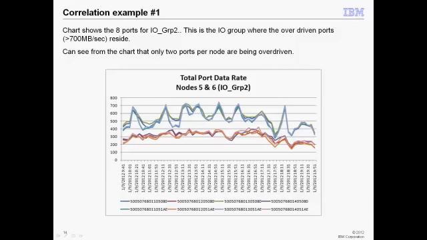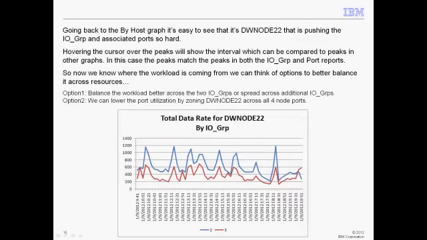Now I'll take you through a correlation example. This chart shows the 8 ports for I/O group 2, which contains the 4 ports that are being overdriven. If we're to do anything about this problem, we will need to know where this workload is coming from. Going back to the by host graph, it's easy to see that it's host DW node 22 that is pushing the I/O group and associated ports so hard.